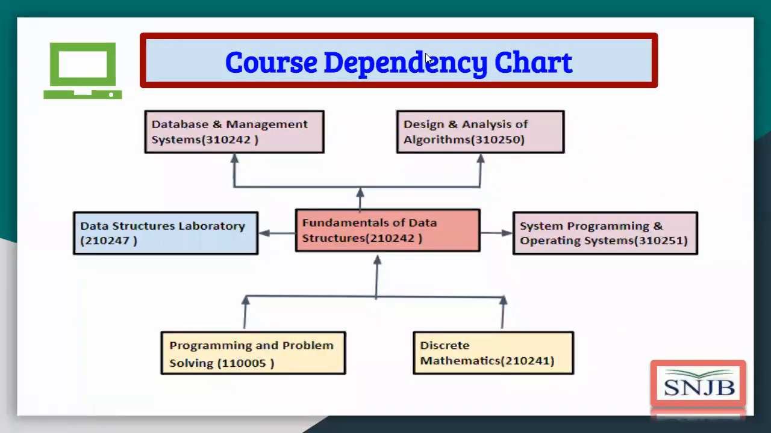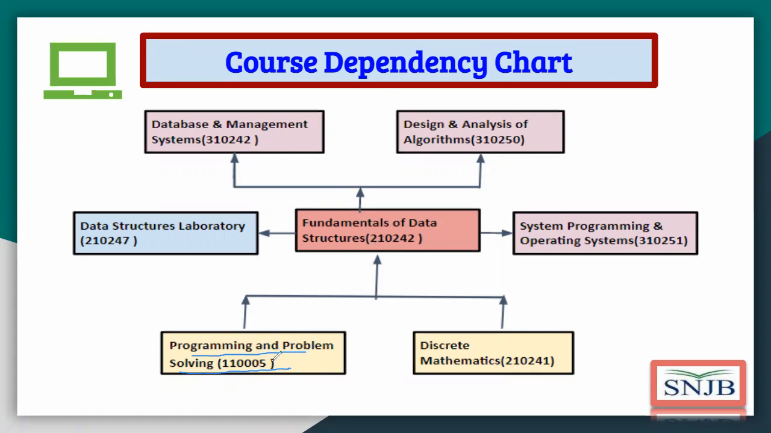The next point is the course dependency chart. What is meant by that? That is what exactly the prerequisites of our subject are. What things need to be clear to understand this subject, that I need to show here. First of all, the prerequisite of our subject is programming and problem solving. This subject is taken in the first year of AIDS. I don't know exactly which subject it is in the first year, but a programming and problem solving subject is a prerequisite of this subject.